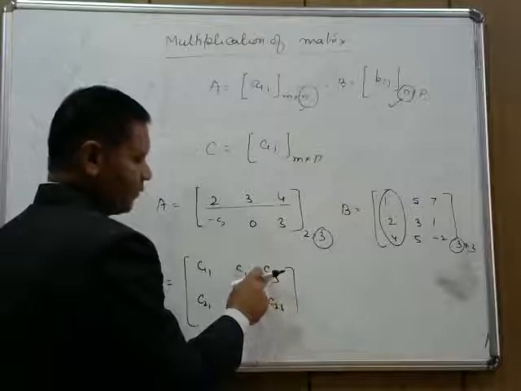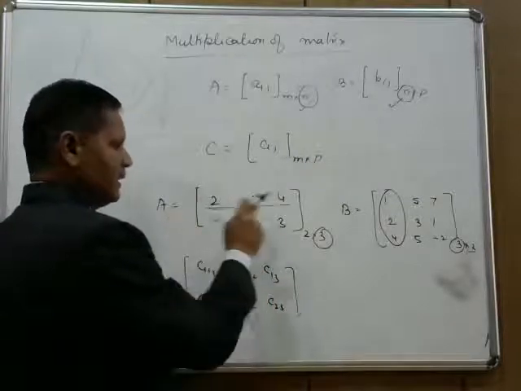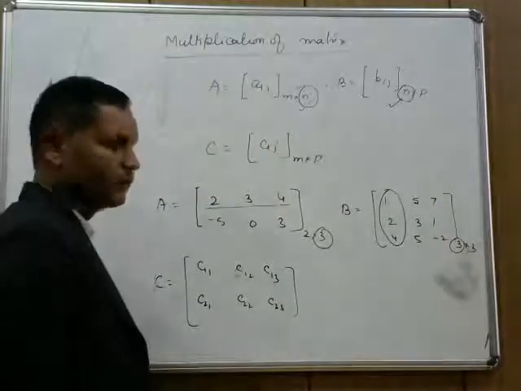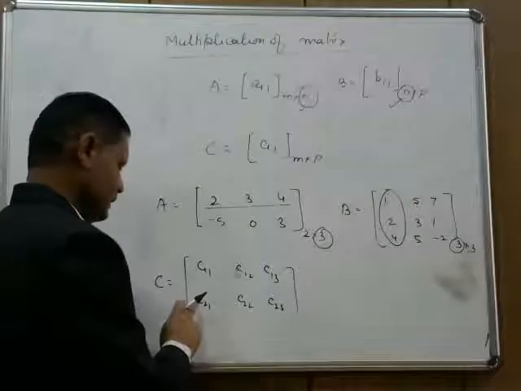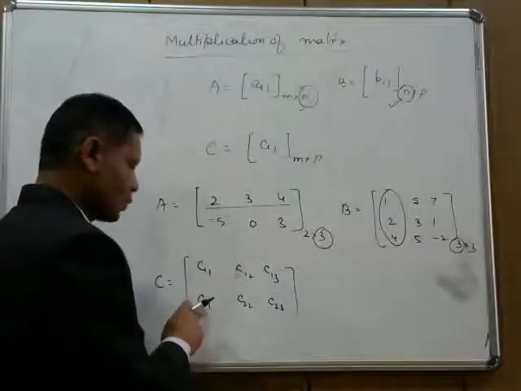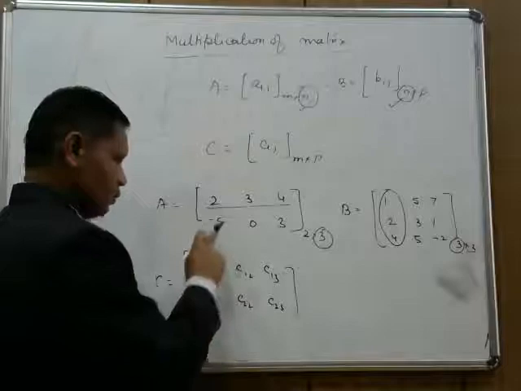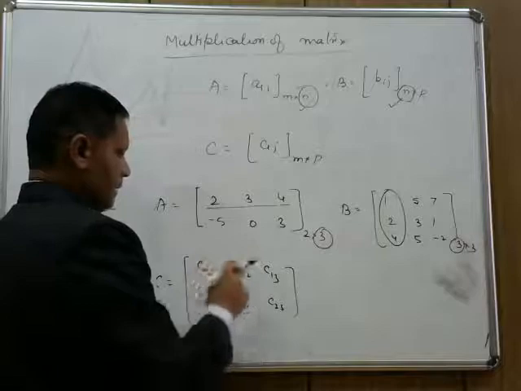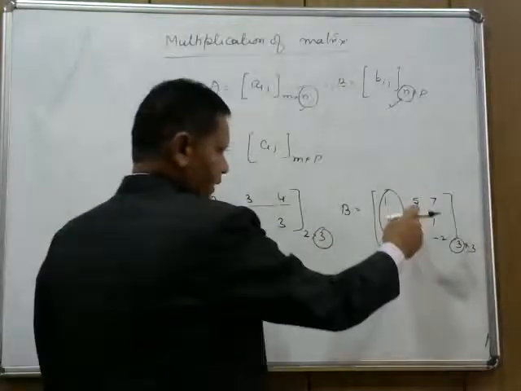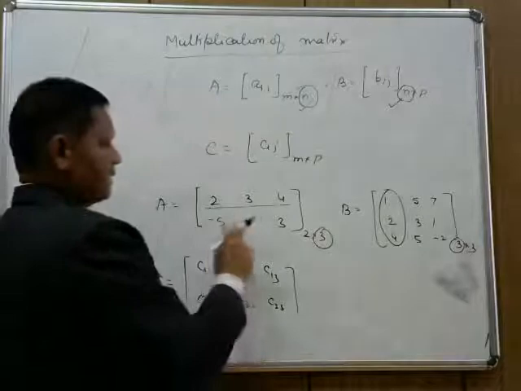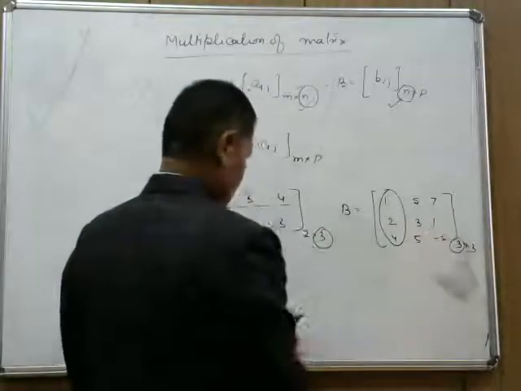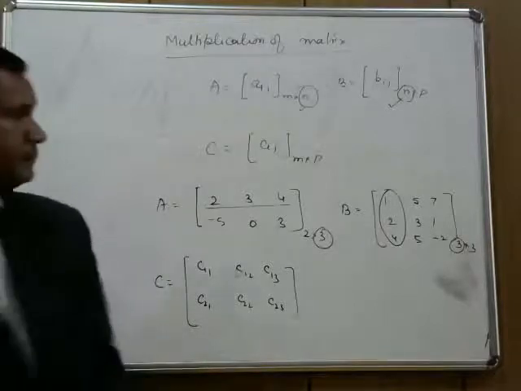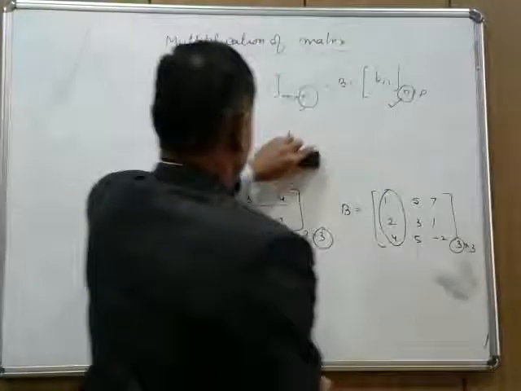C13 means what? The first row of matrix A multiplied by the third column of B. Now again, C21 is what? The second row, minus 5, 0, 3, multiplied by 1, 2, 4. C22 is minus 5, 0, 3 multiplied by 5, 3, 5, and C23 is minus 5, 0, 3 multiplied by 7, 1 and minus 2. Right? I'll show you now the multiplication of this.